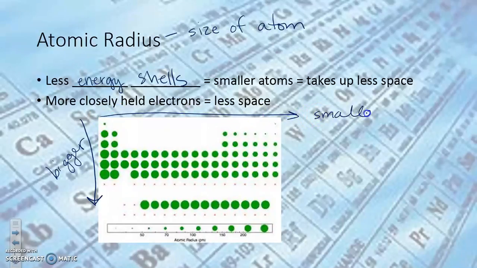And the reason they're getting smaller is because you're just adding electrons to that same energy level, and the protons are holding those electrons in even closer, so there's a greater nuclear charge. You're going to hear nuclear charge and Coulombic attraction a lot, so get used to them.